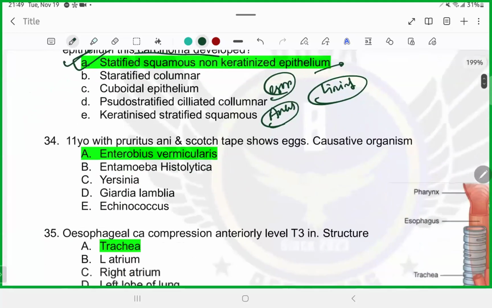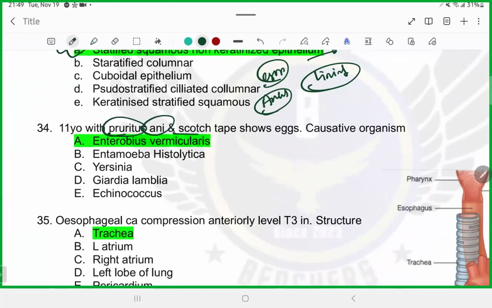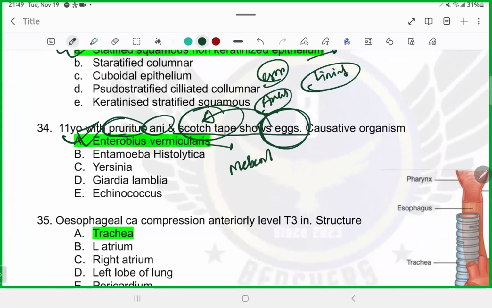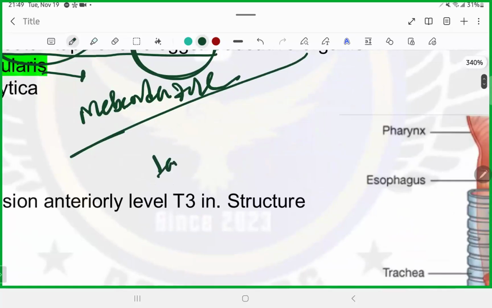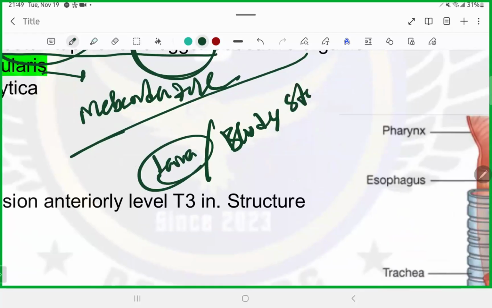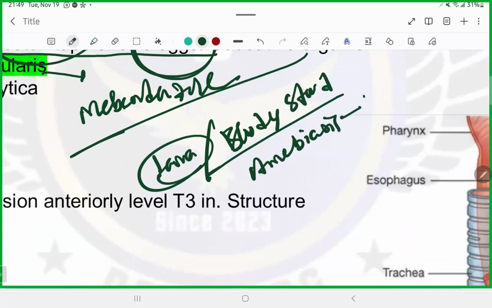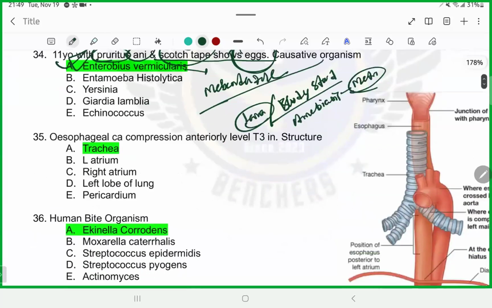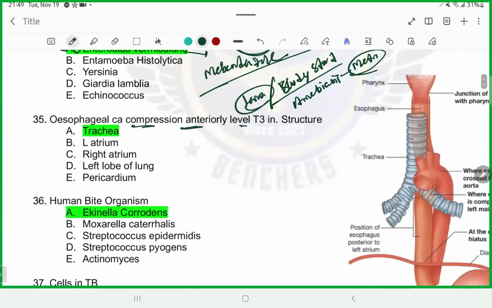An 11-year-old with pruritus ani and scotch tape test shows eggs. Anytime you see eggs on scotch tape, that's enterobius and you give mebendazole. Anytime you see larva or bloody stool, that is amoebiasis, give metro. Just remember these two. Others, forget.